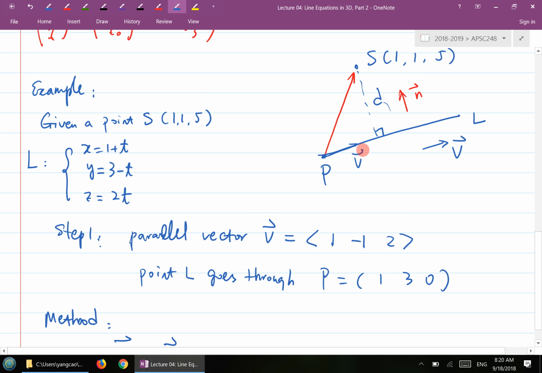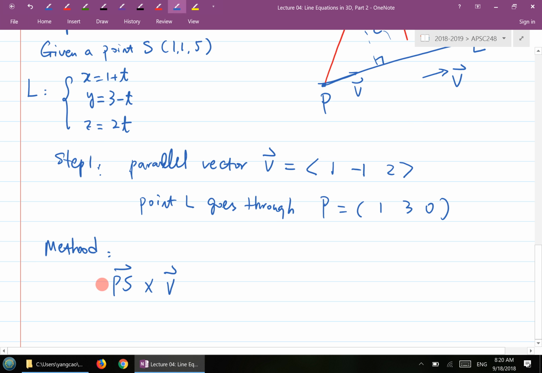When you do a cross product, use the right hand rule, right? Literally, it should go into the page. If you use V cross PS, then it goes out of the page. That makes sense, right? So that's the vector you will get out of the PS cross V. You can call it any temporary vector you want.